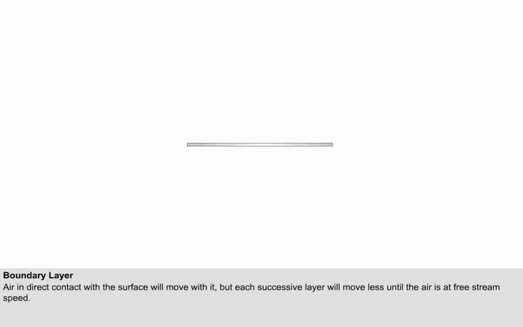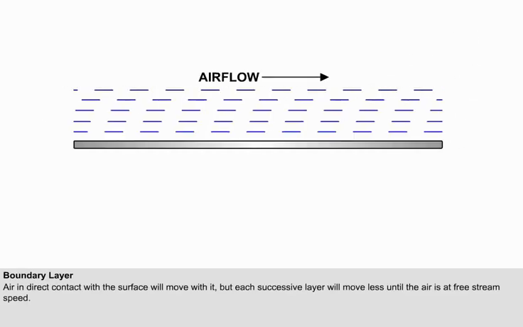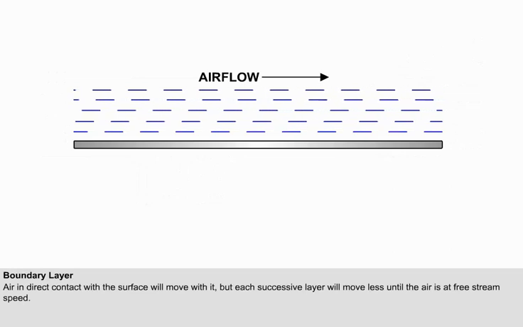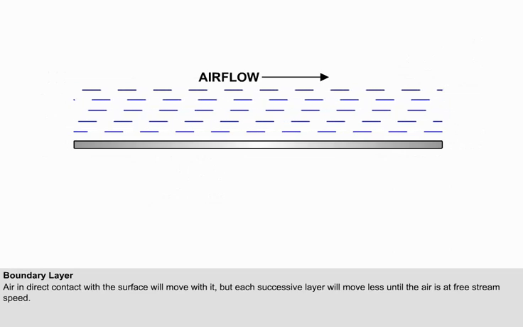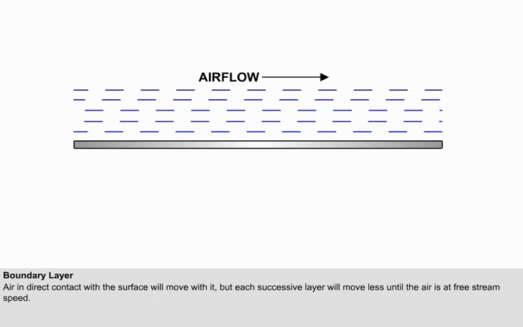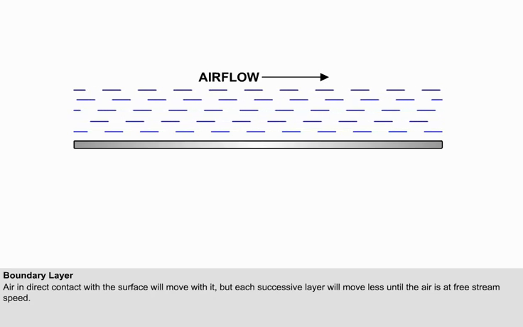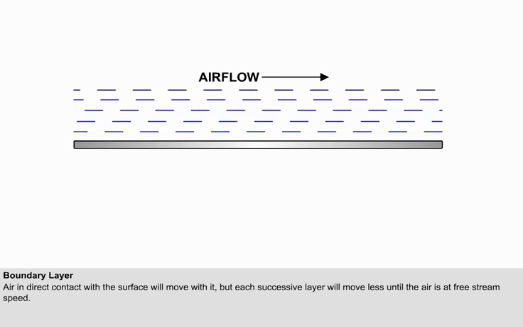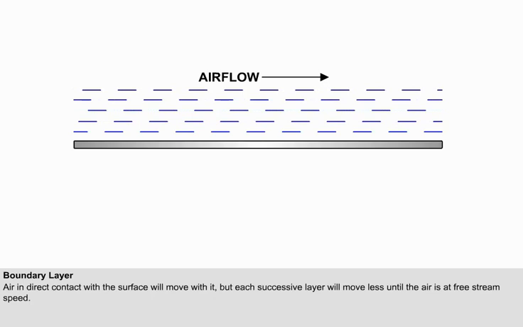Air particles in direct contact with the surface are accelerated to the speed of the aircraft and are carried along with it. Adjacent particles will be accelerated by contact with the lower particles, but their velocity will be less, but only slightly so, because of the low viscosity of the air. As distance from the surface increases, less and less acceleration of the air takes place.